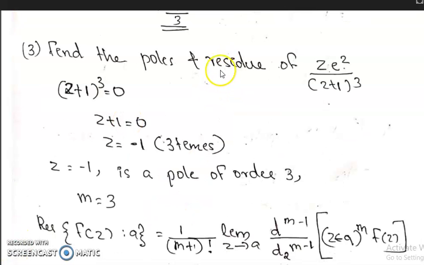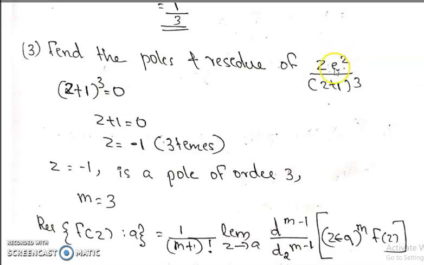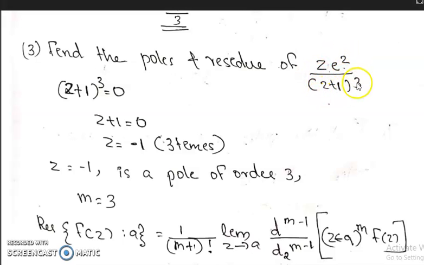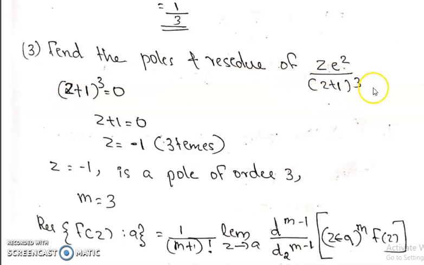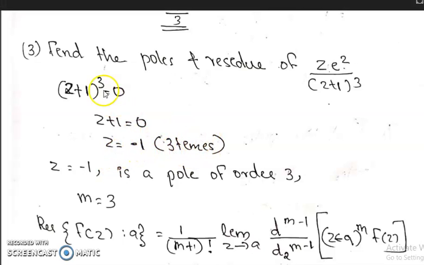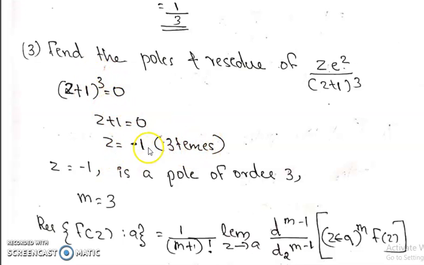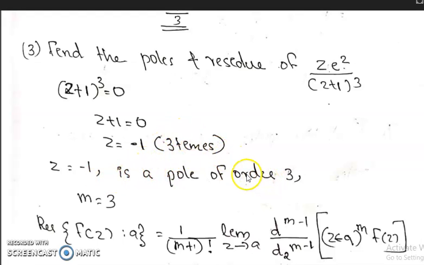Okay. Next question, find the poles and residues of z e power z divided by (z plus 1) whole cube. So equate the denominator to 0. z plus 1 cube, z plus 1 equal to 0, z equal to -1, 3 times. Cube means it will be repeated 3 times. So we have a pole whose order is 3. So that means m is equal to 3.